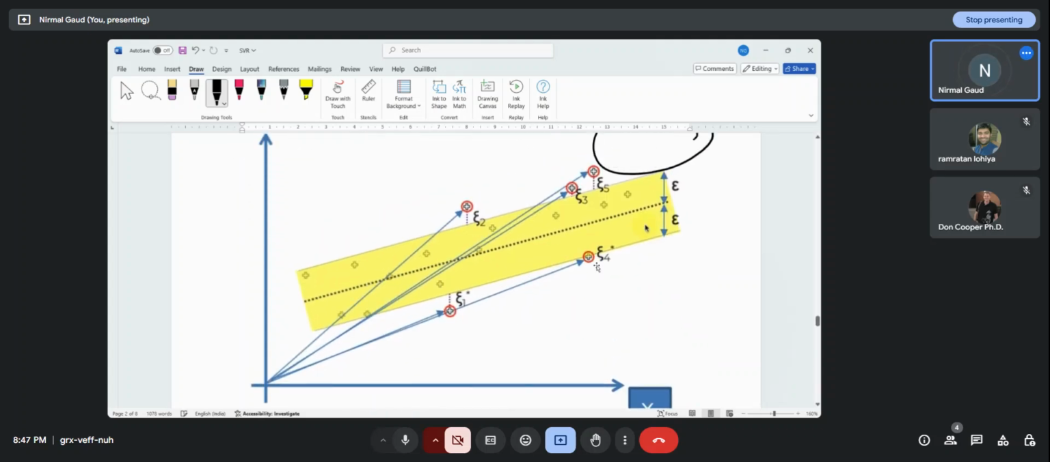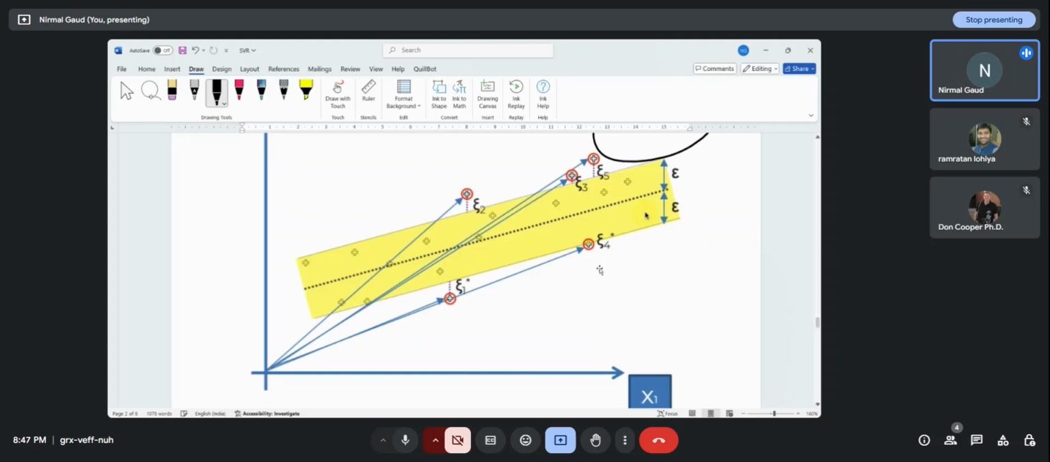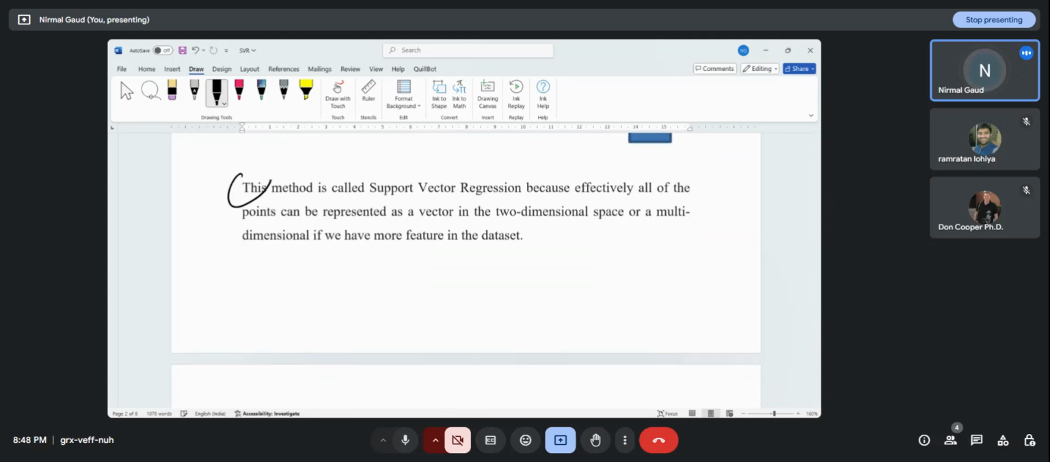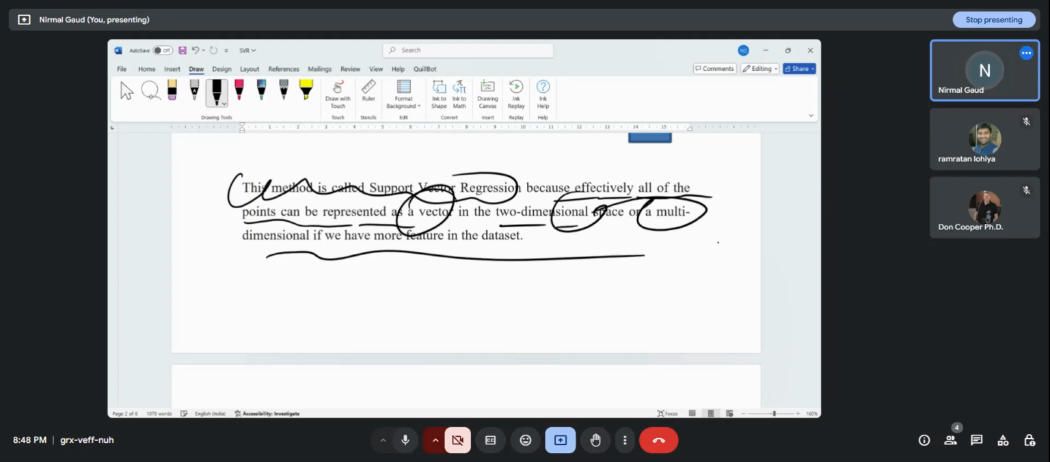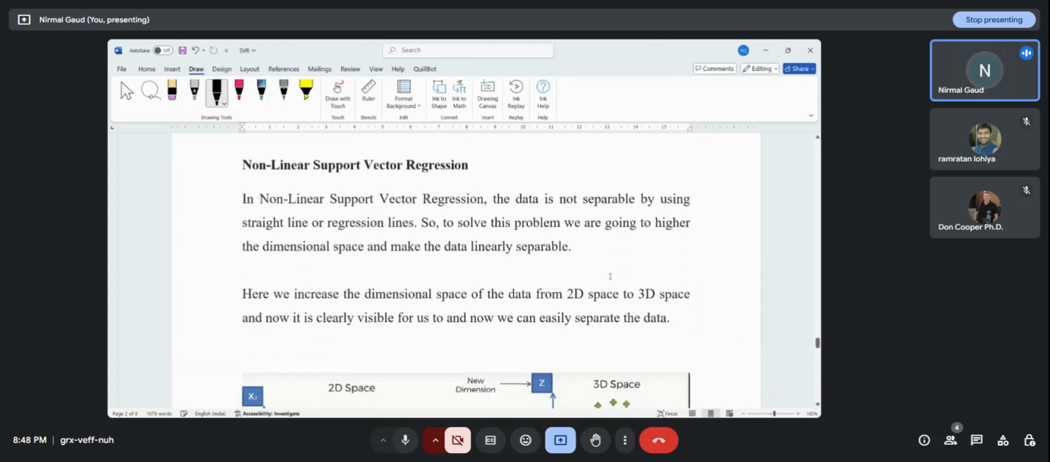Now you can mark. I've already marked in the previous diagram. Now you can see here clearly. So this method is called support vector regression because effectively all the points can be represented as a vector in the 2D space or multi-dimensional space. We can represent everything in the vector format. The data points can be represented accordingly. Okay, so that's for linear support vector regression.